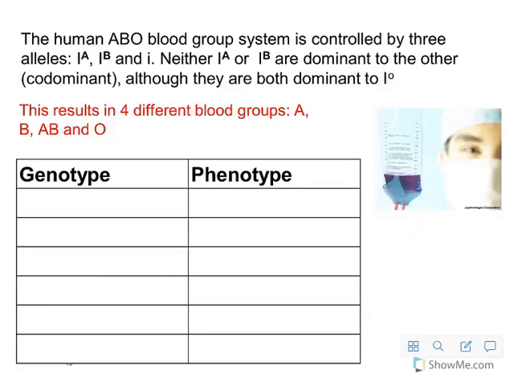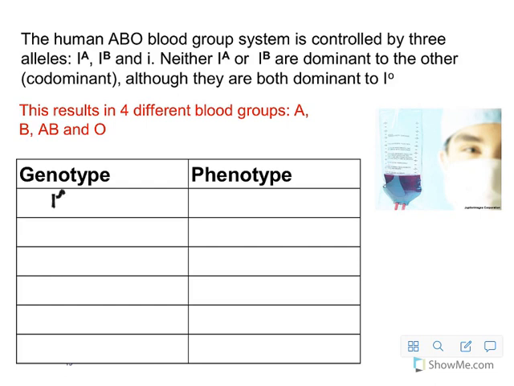Next, we're going to have a look at codominance in humans. An example is the human blood group system, which is controlled by 3 alleles, IA, IB, and i. IA and IB are dominant to O, and they are codominant to each other. So if we write down all the possible genotypes, we can then figure out what their phenotypes are as well.